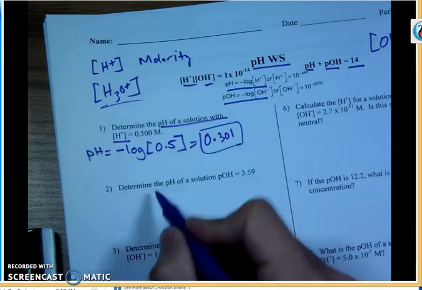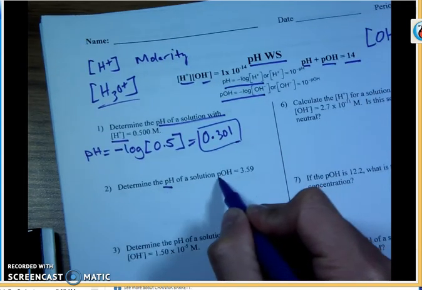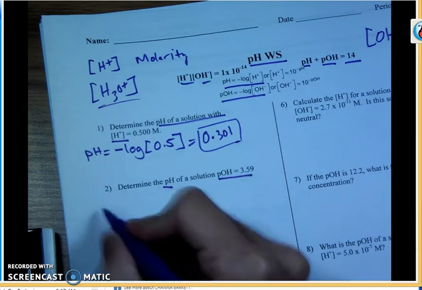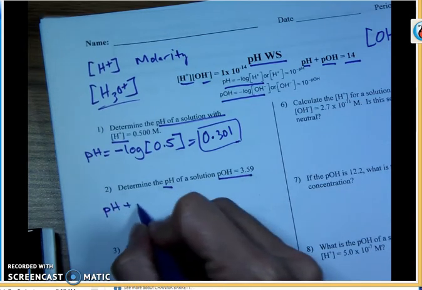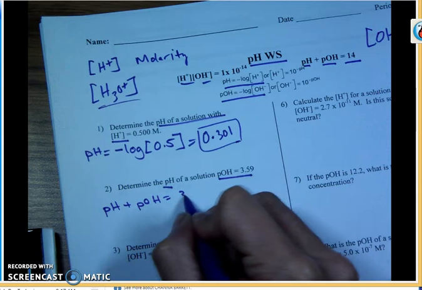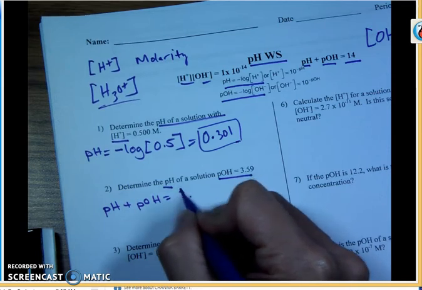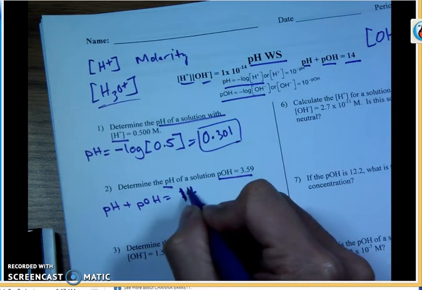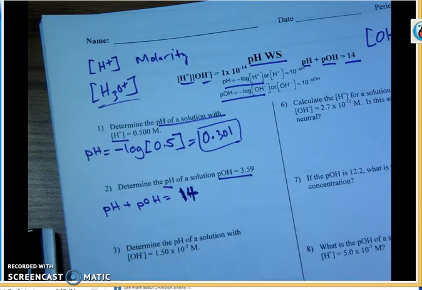Okay, number 2 here. Determine the pH if the pOH is that. This one you have to get pH plus pOH is equal to 14. So you can figure out what the pH is from this. You can do that.